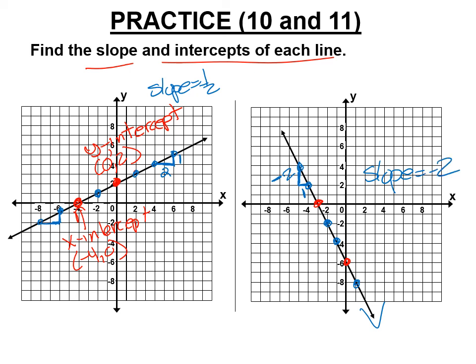Then the intercepts are: the x-intercept is (-3, 0), and the y-intercept is (0, -6).